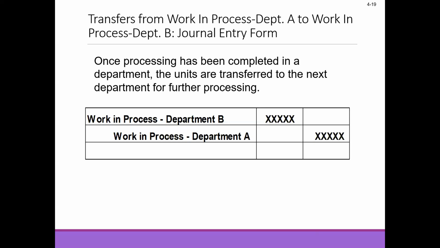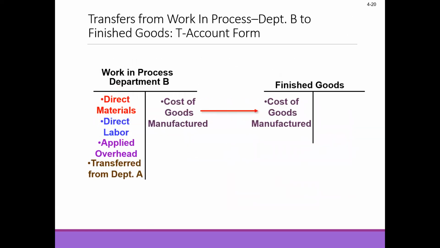So the journal entry to record transferring the units into the next department for further processing will be a debit to work in process in Department B, and we'll credit the work in process from Department A once that has been completed to transfer it into B.